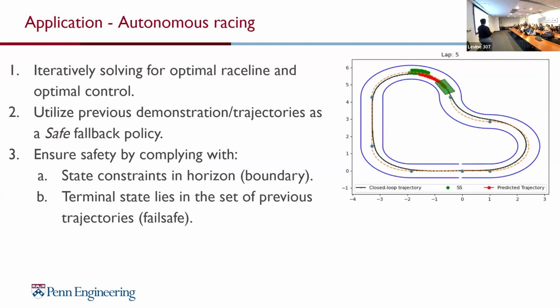So where we want to iteratively solve for an optimal raceline and the optimal control for that raceline, utilizing previous demonstrations of trajectories as a safety fallback policy. Essentially, we want to ensure safety by complying with two constraints: the state constraints in the horizon, so that could be the boundary or any limits that you have on your states, with the speed or acceleration, let's say, and the terminal state constraints, where we want the terminal state to lie in the set of previous trajectories as a failsafe.